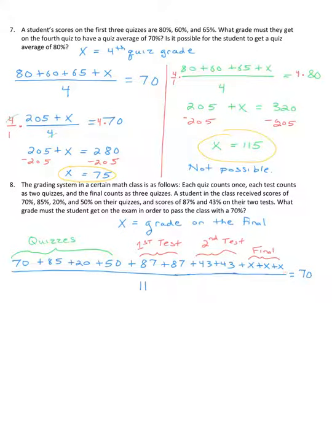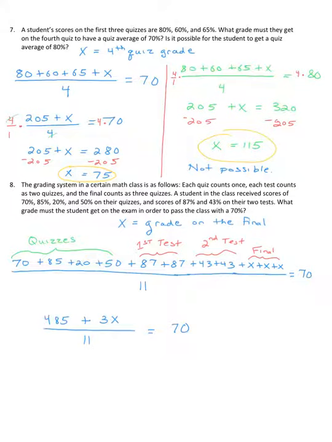Okay, the next part is to simplify this. So I'm going to do that by adding all of those things together and simplifying my expression. When I type that into my calculator, I got 485 plus 3x, divided by 11. This is equal to 70. So again, I added up all of those numbers, I got that value, so I simplified it.